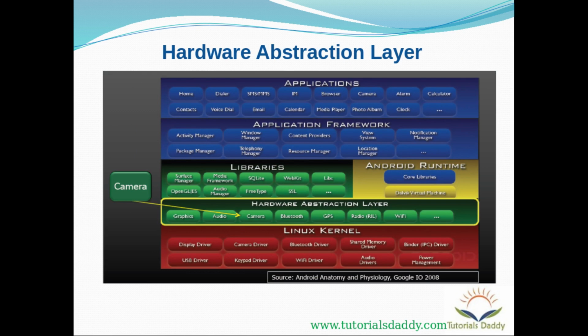So one layer which we didn't show you in the first slide, because we want to discuss more about that, is the hardware abstraction layer. The hardware abstraction layer is basically a layer which abstracts the complexity of the hardware. What is the meaning of abstracting the complexity of the hardware?